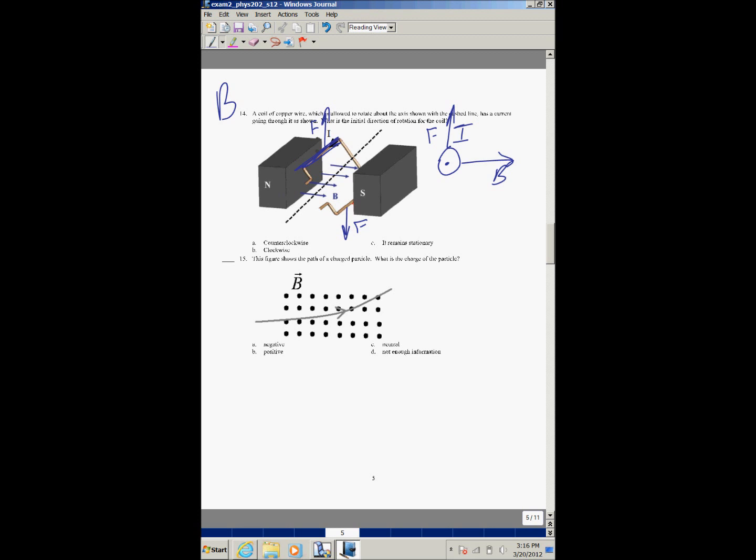Alright, a coil of copper wire is rotated by an axis as shown. There's a current going through it as shown. What is the initial direction of rotation for the coil?